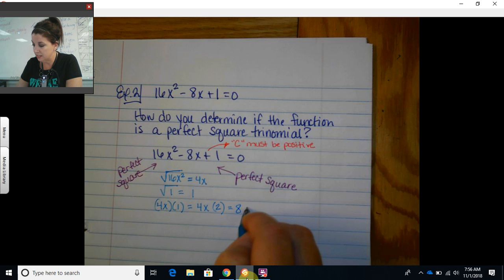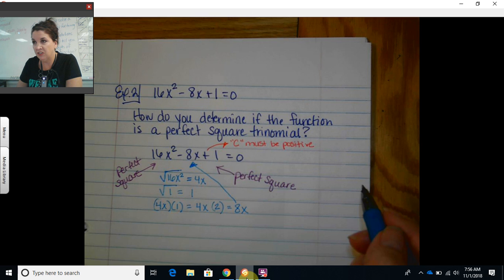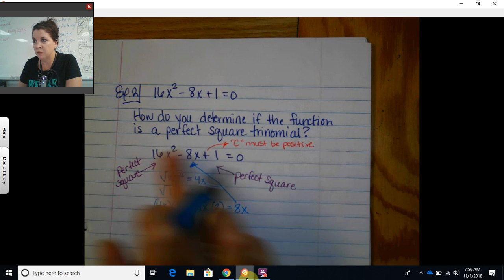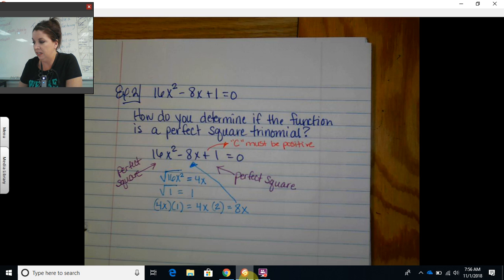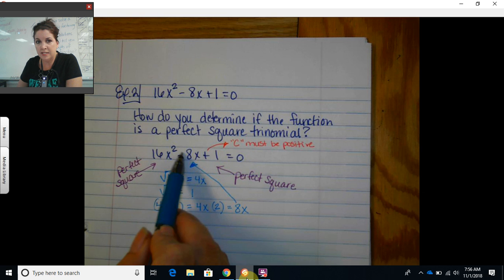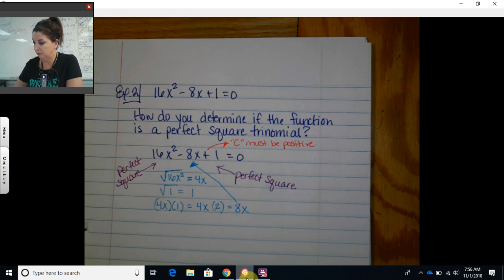If that is your middle term, regardless of the sign, because this is never going to be a negative, because if this is positive and this is positive, you multiply two positive numbers together and double them, they're never going to be negative. So it does not matter if b is negative, that's okay. But as long as 8x, regardless of the sign, is your middle term, then you have a perfect square trinomial.